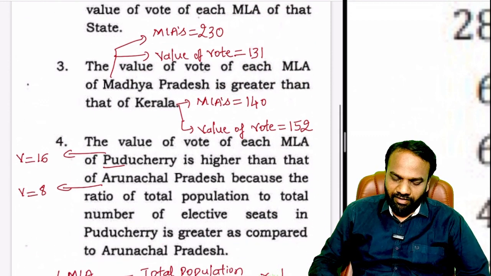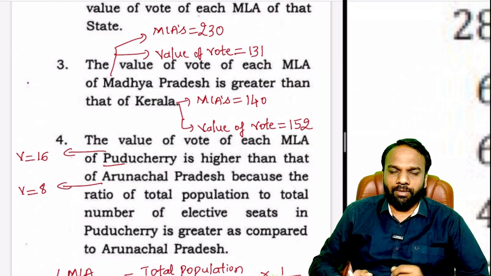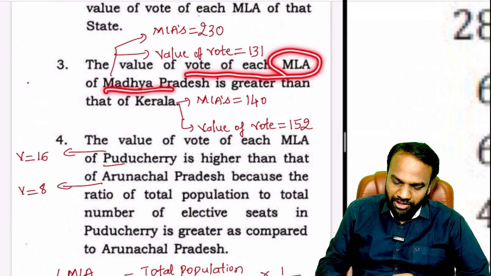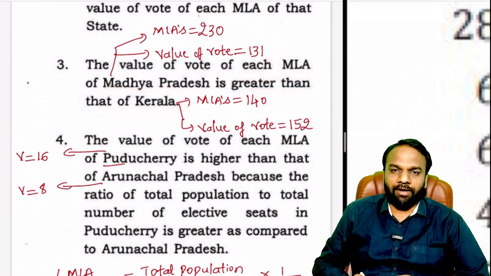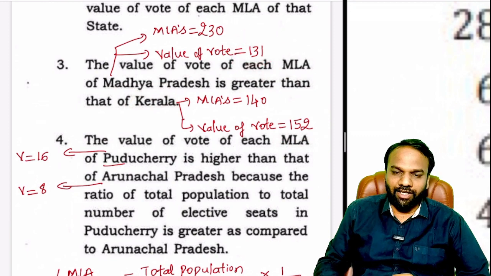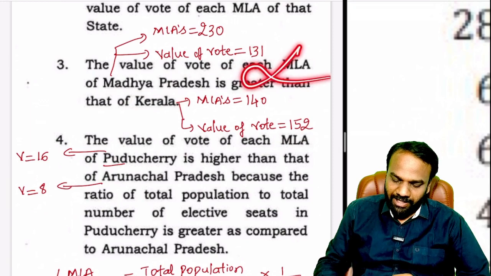Now next, the third one. Explicitly they have asked about Kerala and Madhya Pradesh. The value of the vote of each MLA of Madhya Pradesh is greater than that of Kerala. If you look at Kerala, the vote value is 152 and Madhya Pradesh's MLA vote value is 131. As Kerala's vote value is more than that of Madhya Pradesh, the third statement is also wrong.